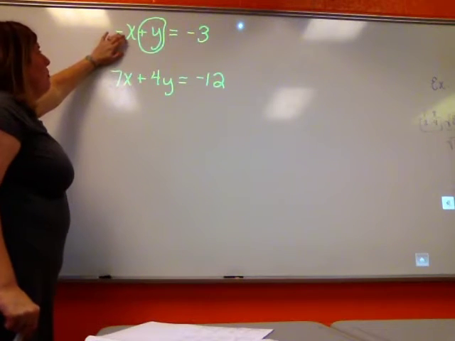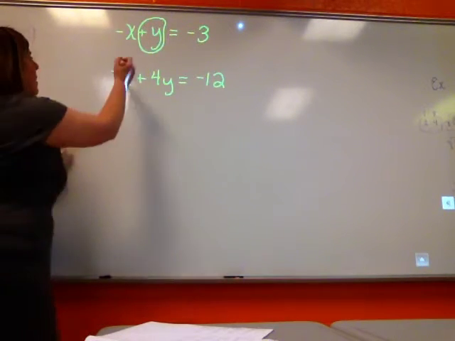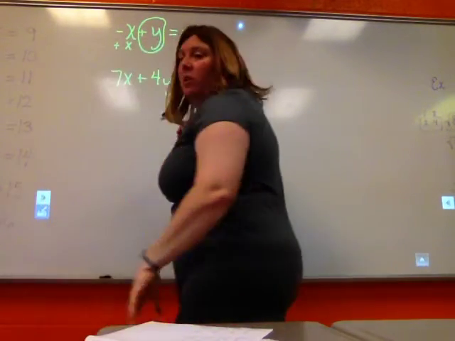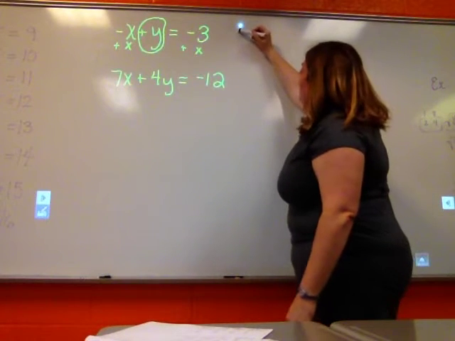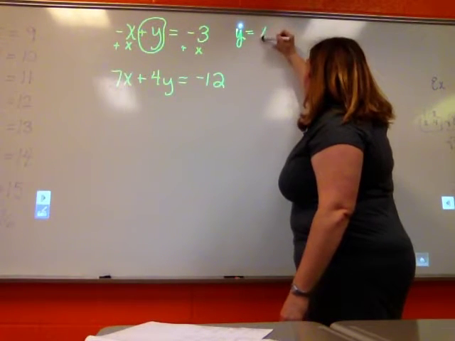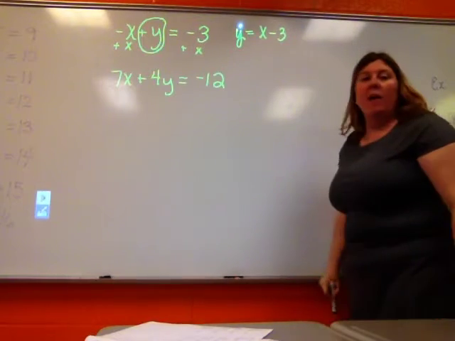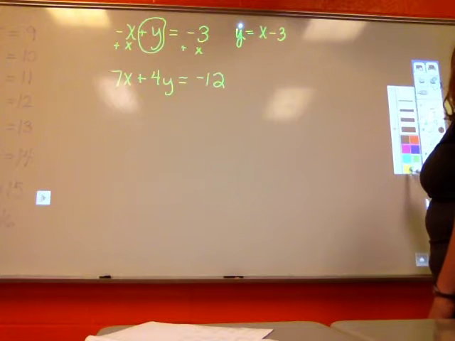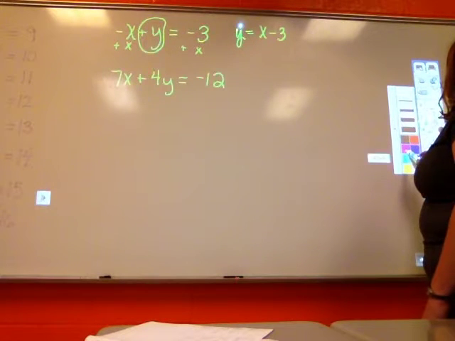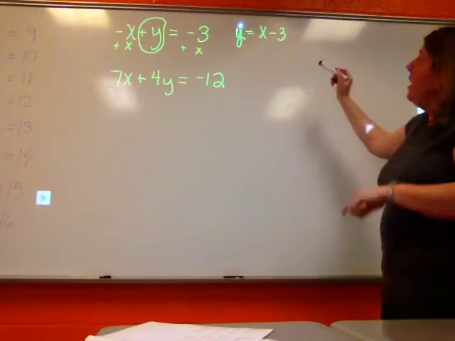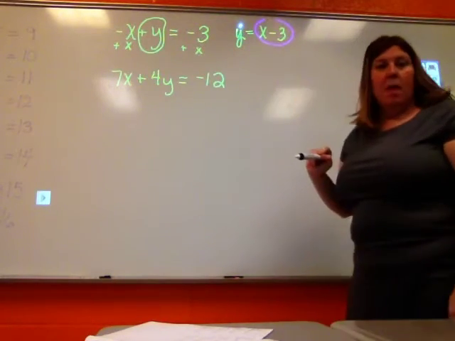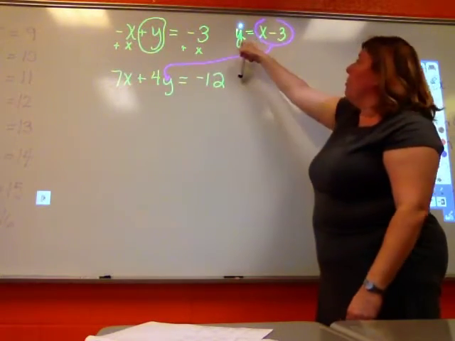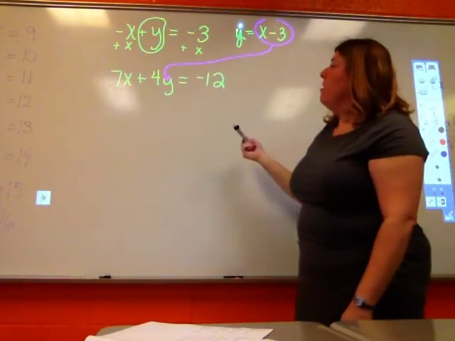So I've got to move this negative x. To move a negative x, I'm going to add x. When I do that, I'm going to end up with y is equal to x minus 3. And now that I have y is equal to x minus 3, I can take that x minus 3 and move it down here to where y is, because it's y equals. So I'm going to move that in place of y.